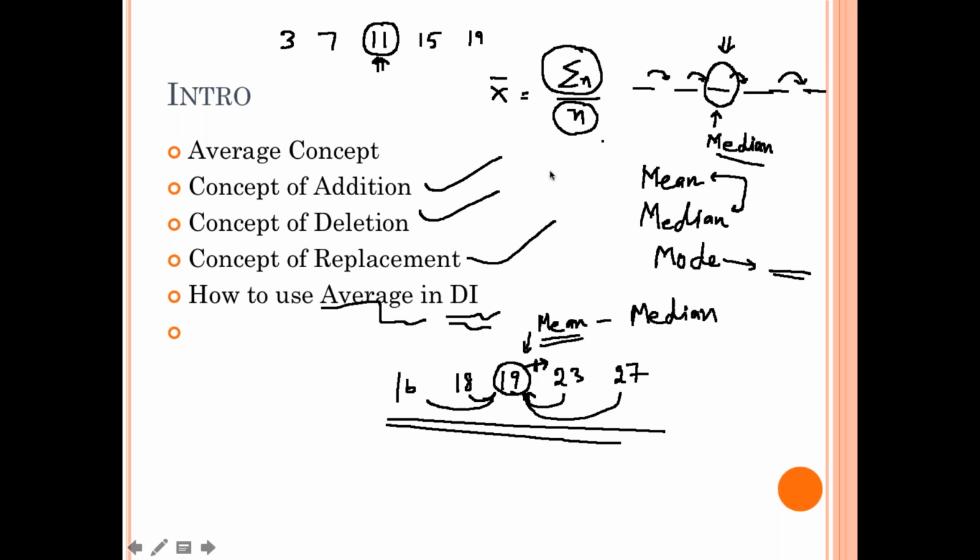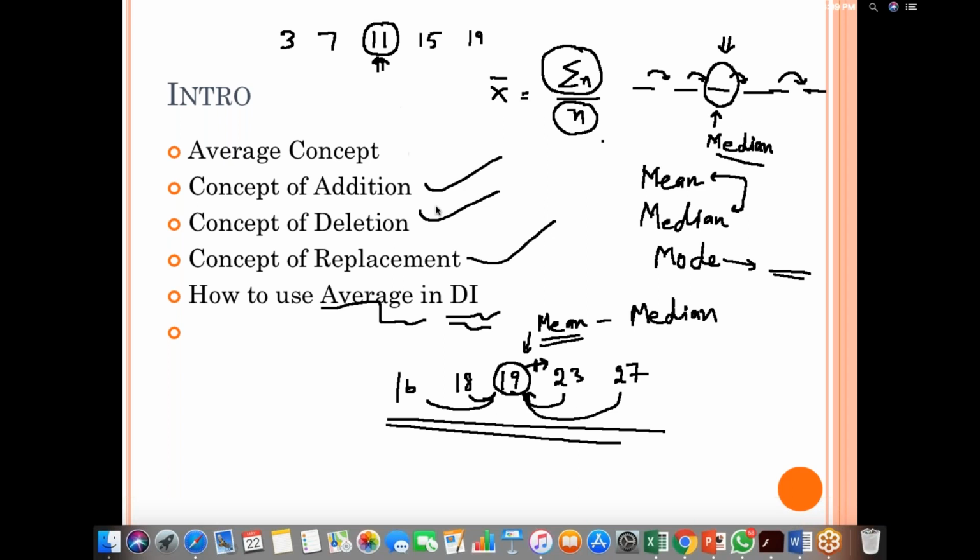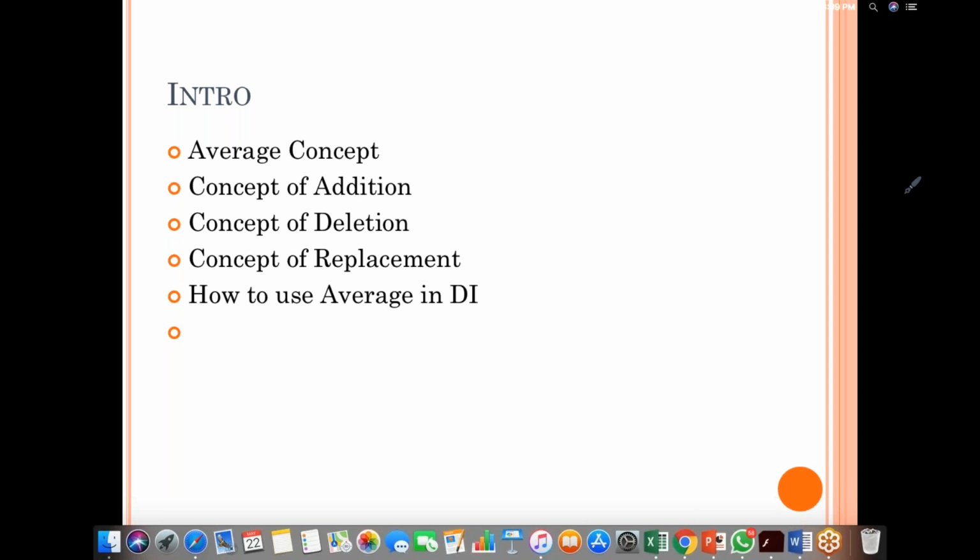Yes, Joshi, it will be around 20. If we want to do it the other way, just add all the numbers and divide by the count. Again, then we will get 20. But here we are just trying to approximate this. Okay. So what is the concept of addition and what is the concept of deletion? If everyone is clear with the average concept, I move to the next concept.